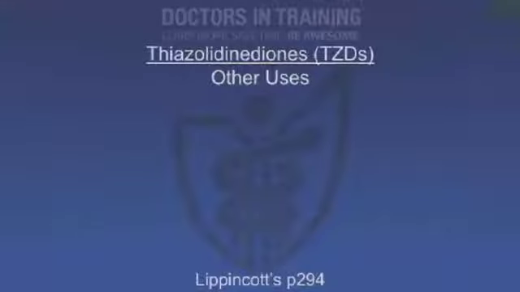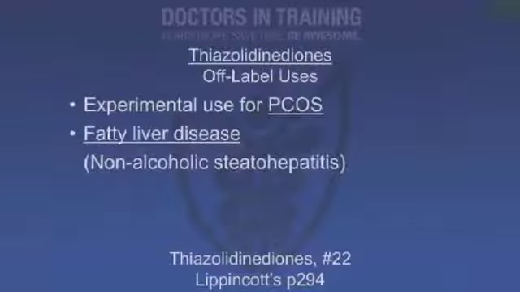There are a couple of other potential uses for TZDs. One is, again, experimental use for treating polycystic ovarian syndrome. And then sometimes these drugs are used off-label to treat fatty liver disease or non-alcoholic steatohepatitis. This is a condition where you have a lot of fat building up in the liver. It can be toxic to the liver. It can be a precursor to cirrhosis. So it's a pretty common condition, a pretty serious condition.